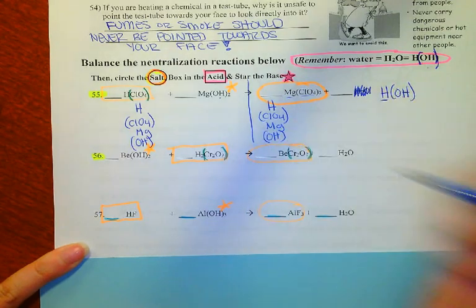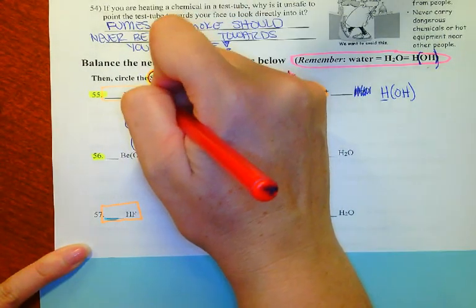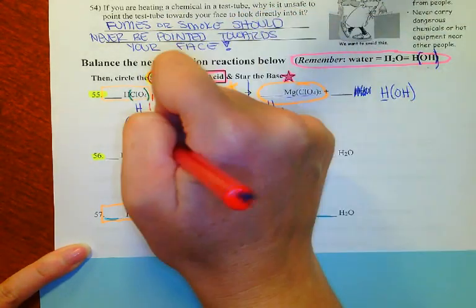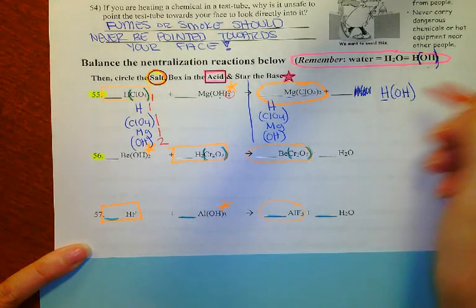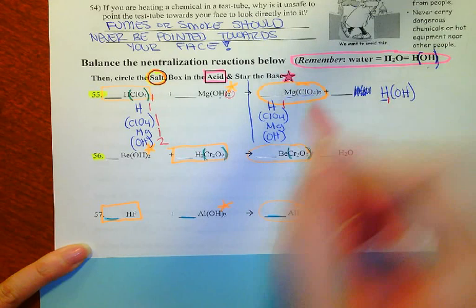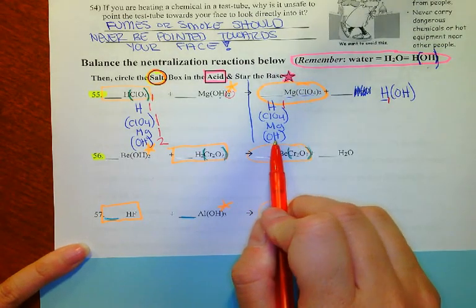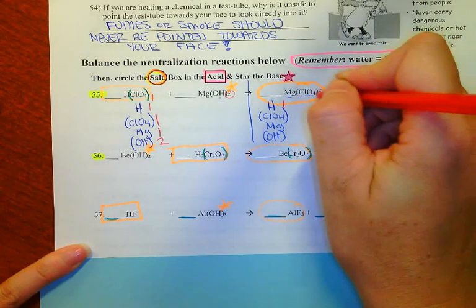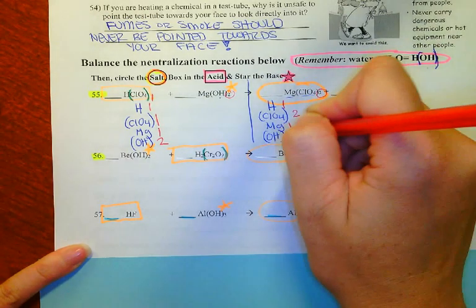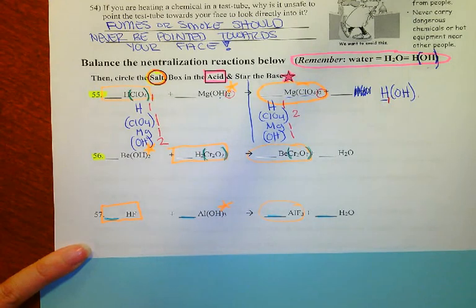And then we count how many we have. On this side I have 1 hydrogen, 1 chlorate, 1 magnesium, and 2 hydroxides. On this side I have 1 hydrogen, because the other hydrogen is part of OH, so I don't count it by itself. I have 2 ClO4s, 1 magnesium, and 1 hydroxide. Let's just figure out where we're starting. So my hydrogens are already balanced, my chlorates are not.